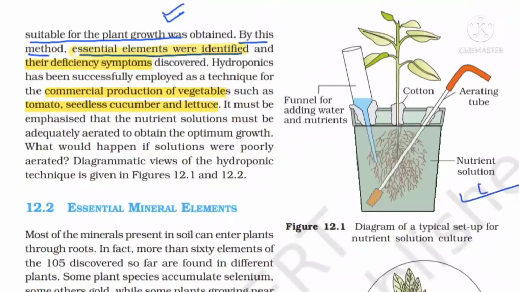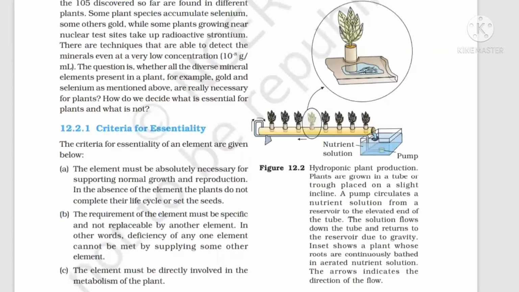So see in this diagram, try to focus beta. Here you are taking the funnel for adding the nutrient. You have kept the cotton so that no other microbe should enter from any openings. So wherever you are entering something like a funnel, or keeping the plant, or putting the aerating tube, cotton is always there around it, so that microbes from the atmosphere should not enter and contaminate your nutrient solution. Clear, beta?